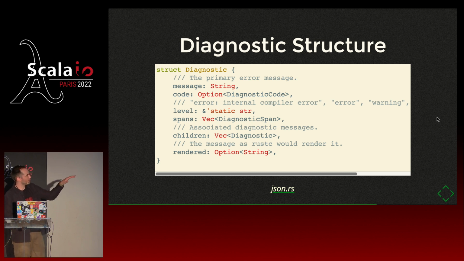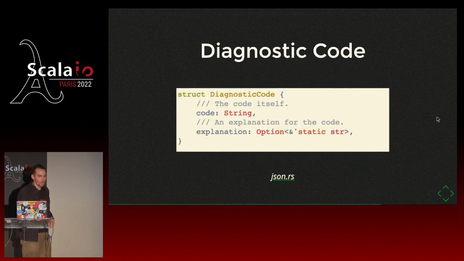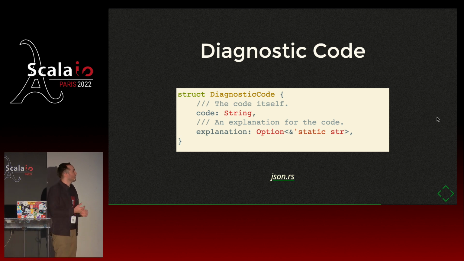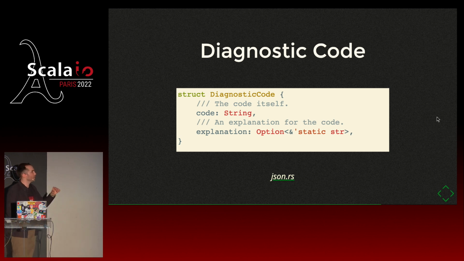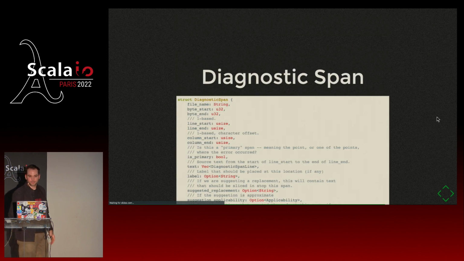You have level, which is, again, same thing that we had with severity level. You have children. Oh, so this is another new idea. We can have diagnostics that have other diagnostics, where in Scala, you didn't have that. Then you have rendered, which is sort of the same thing that you saw in the SBT example. Well, let's look closer at diagnostic code. So code has a code itself, which is a unique identifier, unique to every diagnostic that Rust reports. Then you have an explanation to that code, which is pretty helpful, right?